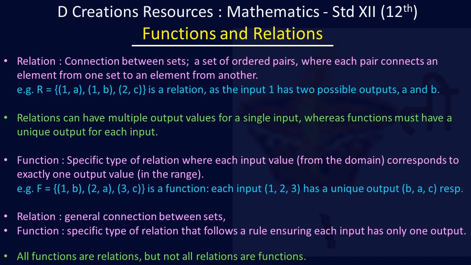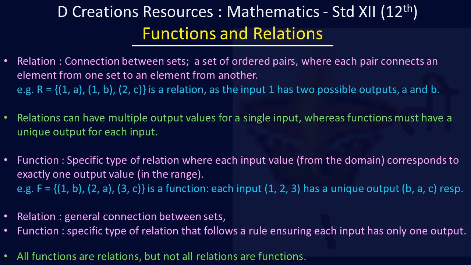Functions have constraints. They have a stricter rule that each input must map to exactly one output. Functions are a special kind of relations. So if you visualize a huge set called relations, then functions are going to be a subset of that.